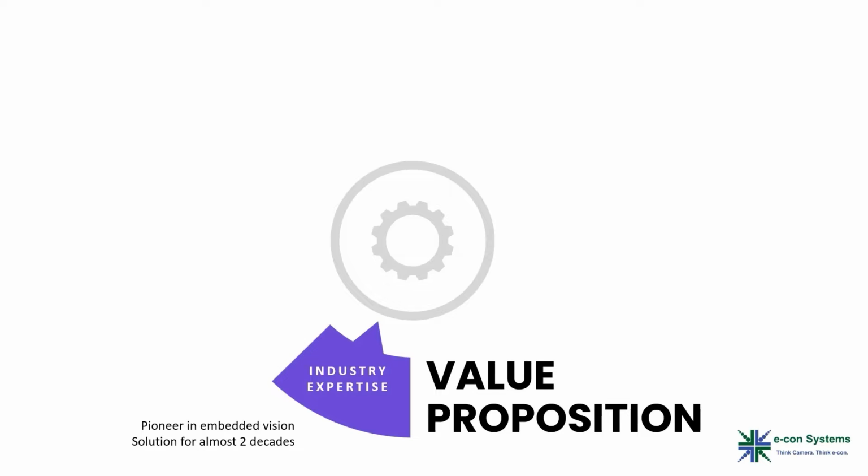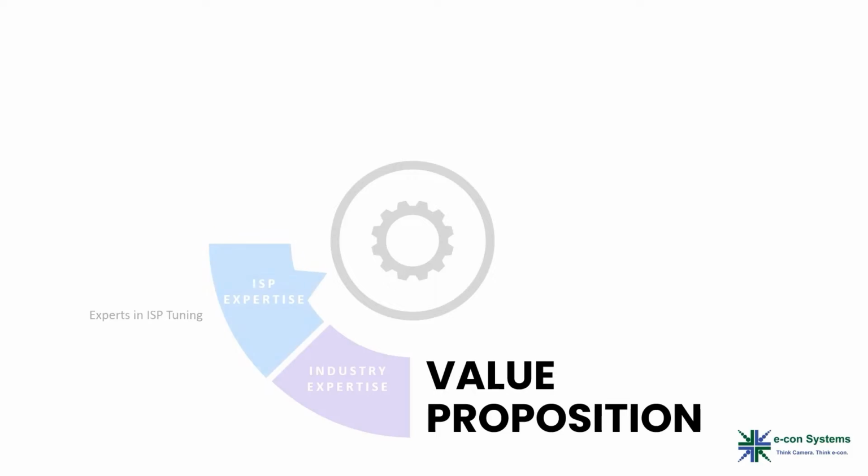These are some of the Econ's value propositions that helps us stand out. Econ has been in the embedded vision space for almost 2 decades, providing solutions to numerous customers. We know the pain points of every camera-based application in every industry. Most of our camera products have an onboard image signal processor and we have rich experience in tuning the ISP to get best image quality. Econ Systems has an in-house imaging laboratory and ISP experts who can fine-tune the ISP based on end application requirements.